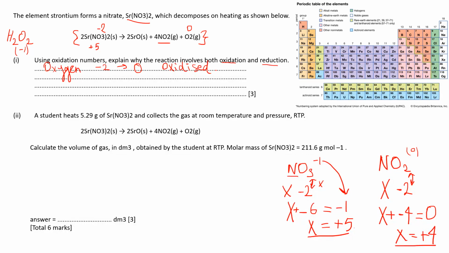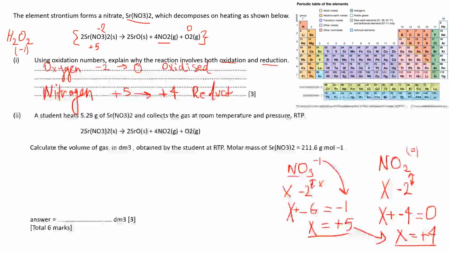Nitrogen went from +5 to +4, so it decreased. So it was reduced. Nitrogen was +5, ended up being +4, so it was reduced. And that's how you get the 3 marks.